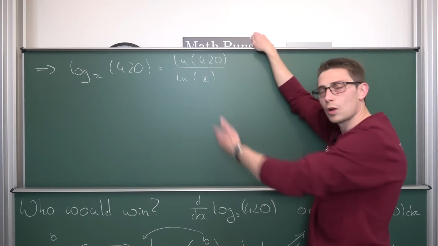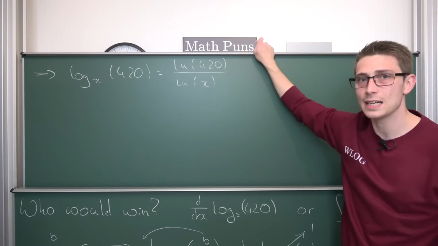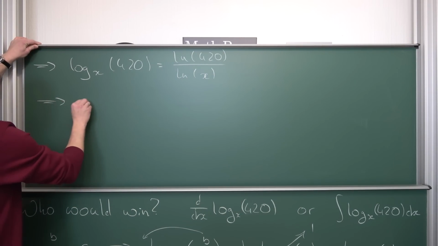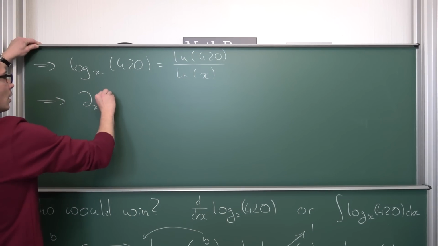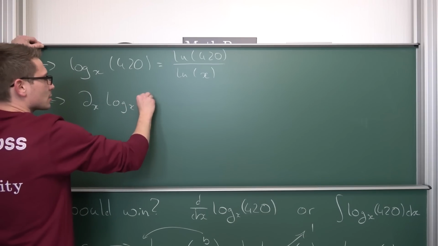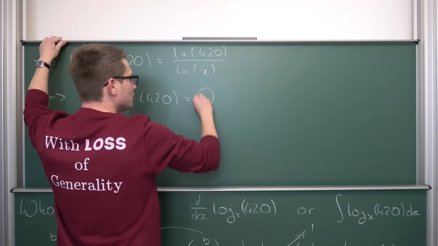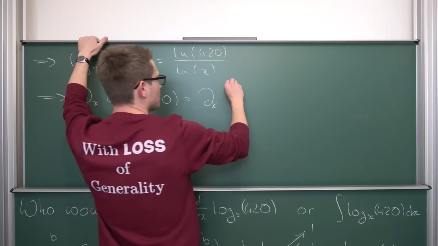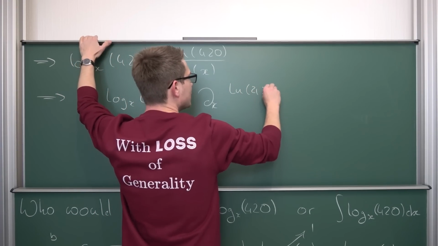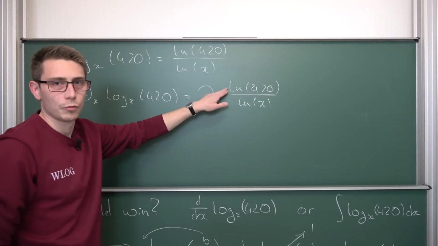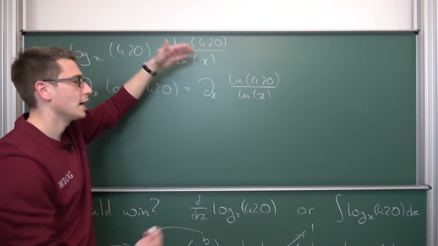I mean, this right here was the groundwork, was good, pretty easy, just a little refresher, and now we can get started with the real deal. Namely, we are going to take a look at the derivative of log base x of 420. By plugging the new definition right here in, we are going to get the differential in x of the natural log of 420 divided by the natural log of x. And I mean, natural log of 420 is just something. I don't care what it is.